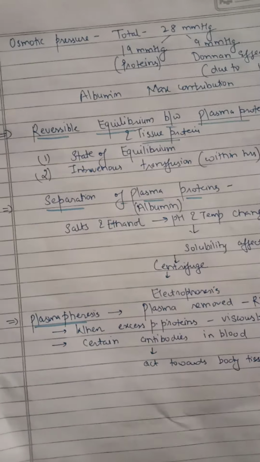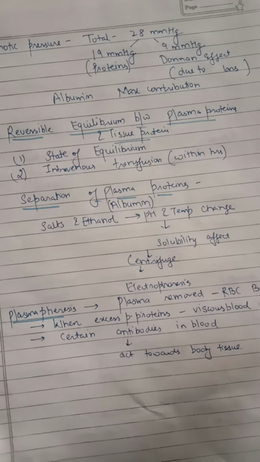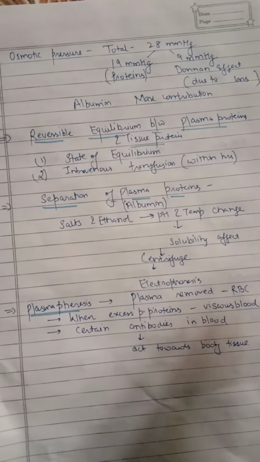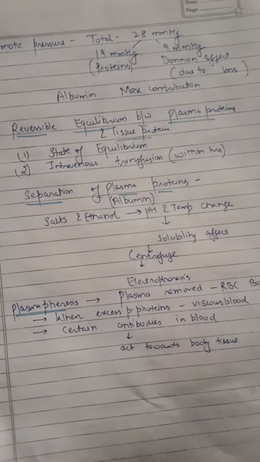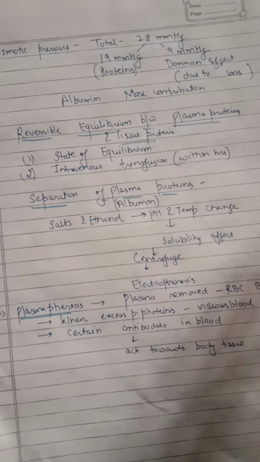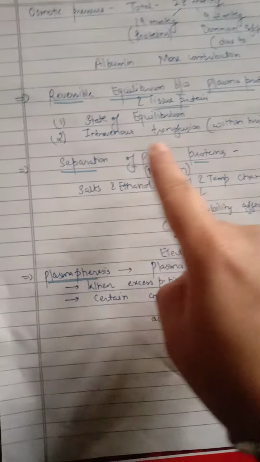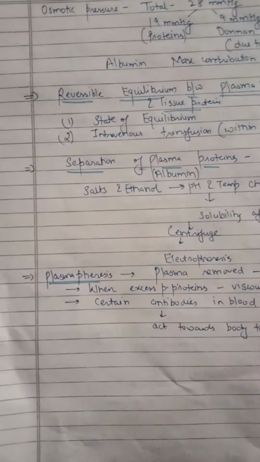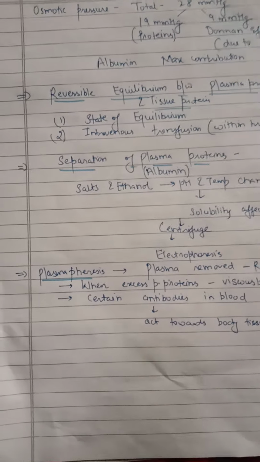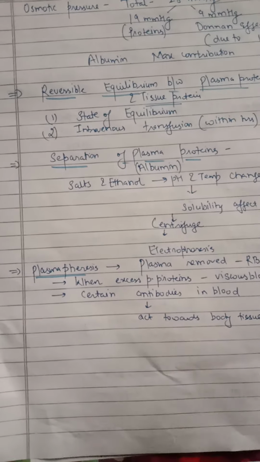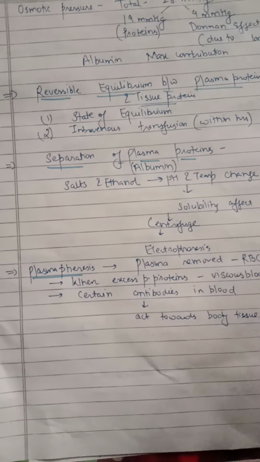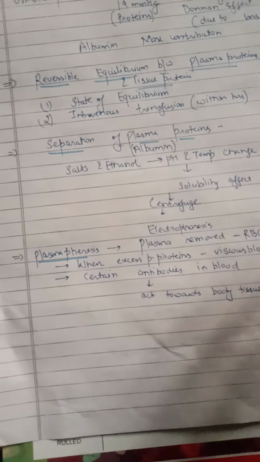Another concept is there: reversible equilibrium between plasma protein and tissue protein. It simply means that there is an equilibrium between the proteins present in the plasma and proteins present in the tissue. Whenever there is any deficit of proteins, then this is maintained by maintaining the equilibrium. What is the significance of this? When there is any deficiency of proteins, then we can intravenously inject the proteins into blood. Then these will definitely flow towards the tissues, and hence there is maintenance of the equilibrium. Within hours, the proteins will flow.